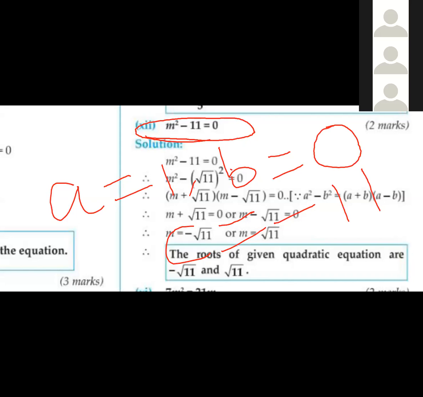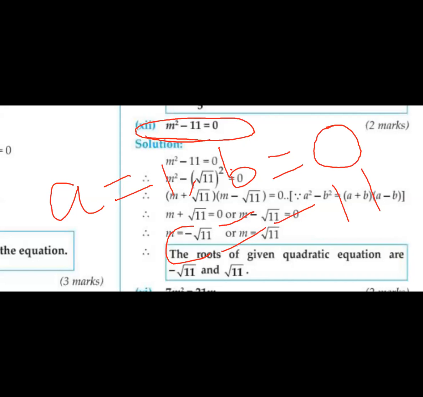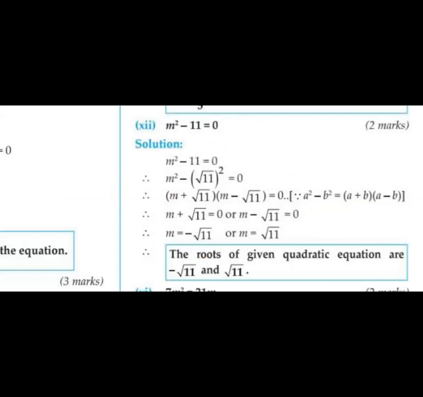Clear, na? But we are not going to use the formula method here, but your concept should be clear. See, so simply you can apply the factorization method, right? So m square minus 11 equals to 0. I give you another method. See, which method should be applicable, we can discuss. Okay. See, m square equals 11.